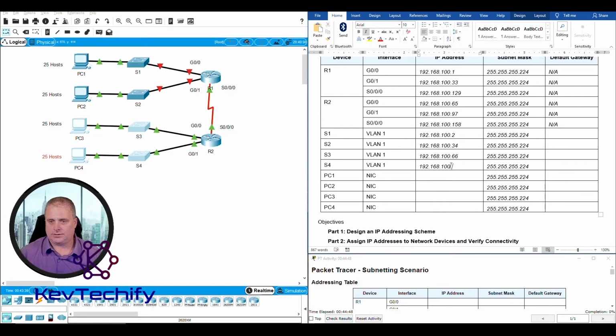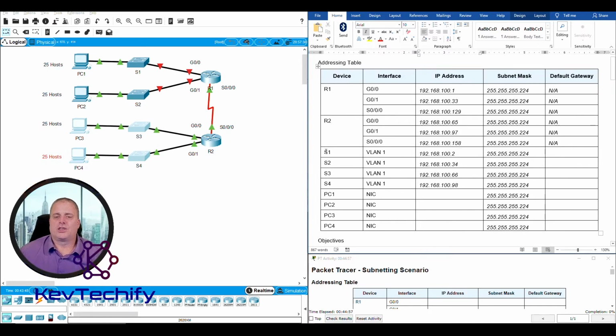192.168.100.98. What we need to do also is for our switches, we have to specify the default gateway. The default gateway is the router address. That is our exit on and off of our network.